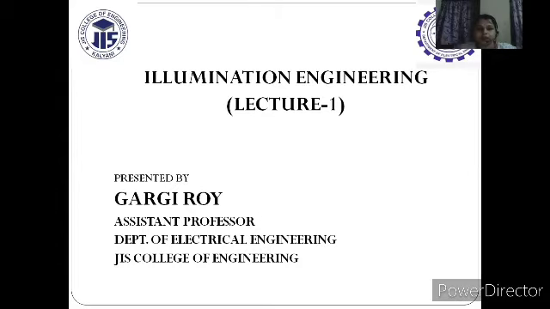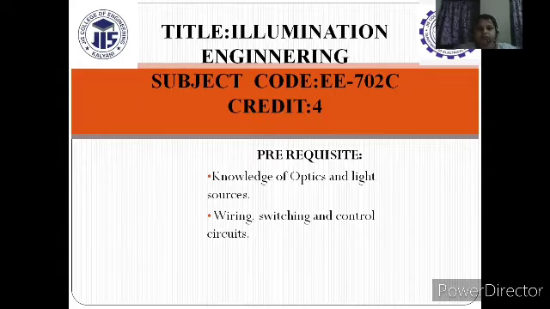Today I am going to deliver a lecture on illumination engineering. The subject code of this illumination engineering is EE7026 and the credit is 4. Generally, this subject is taught in the seventh semester of final year BTech in electrical engineering syllabus. So before we start our topics, these are the prerequisites: knowledge of optics, light sources, and wiring, switching and control circuits.